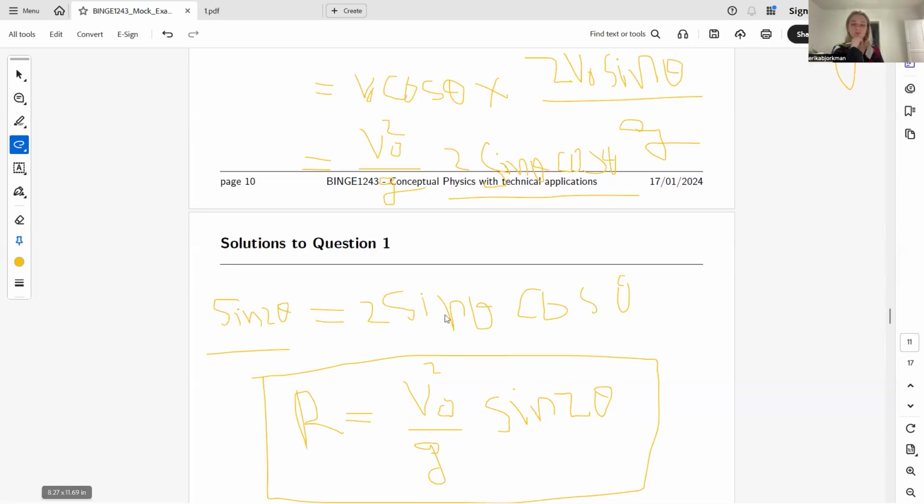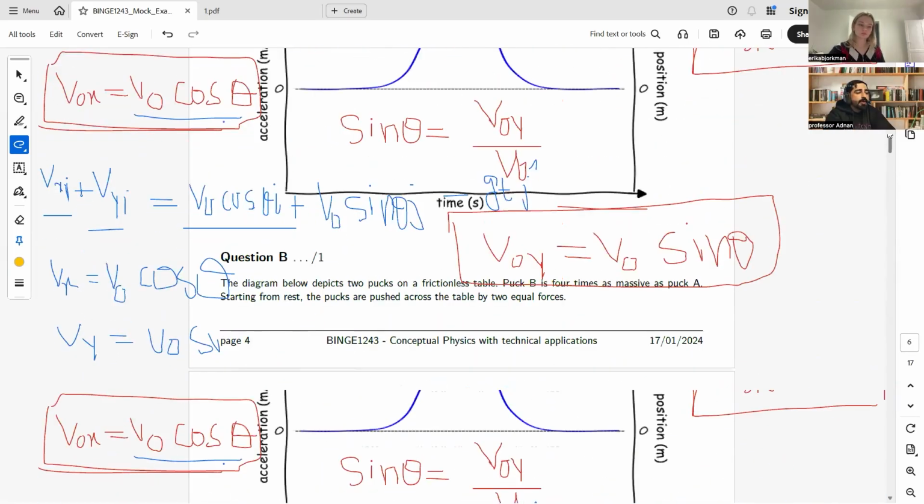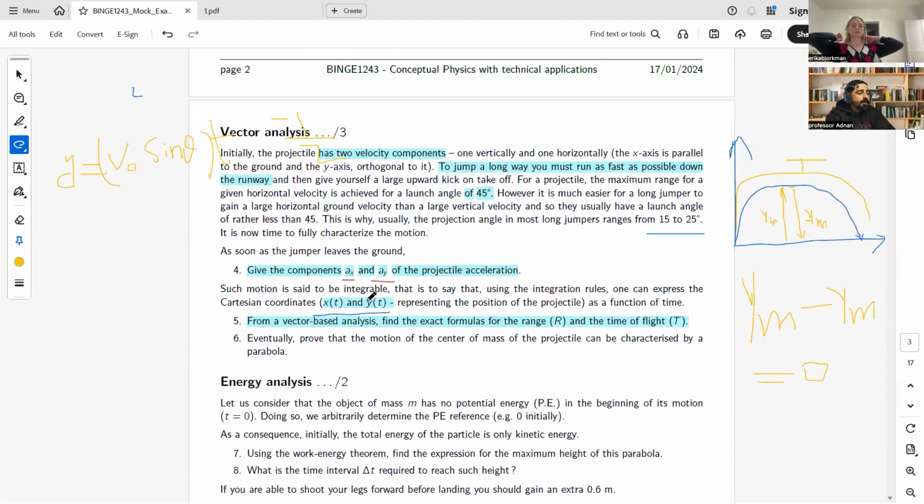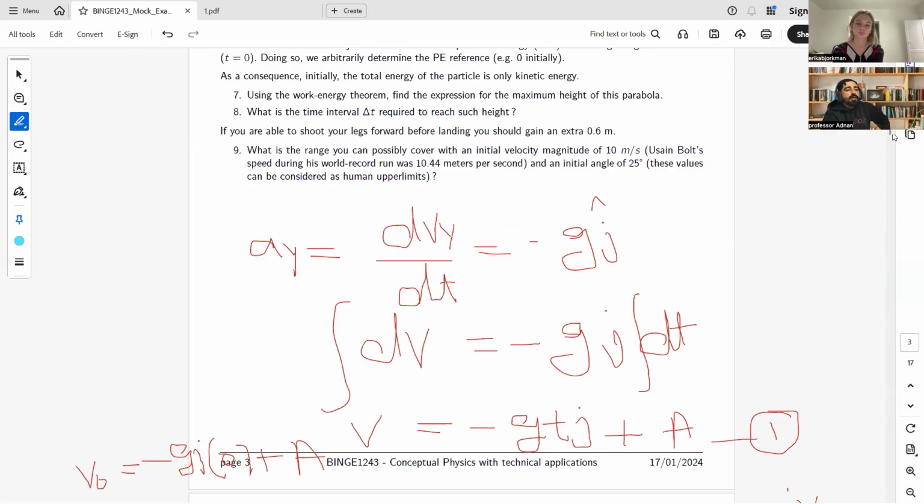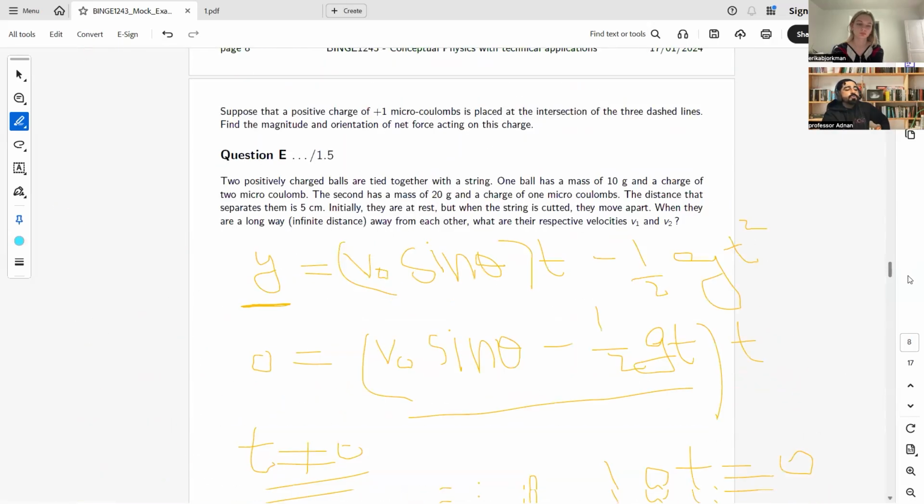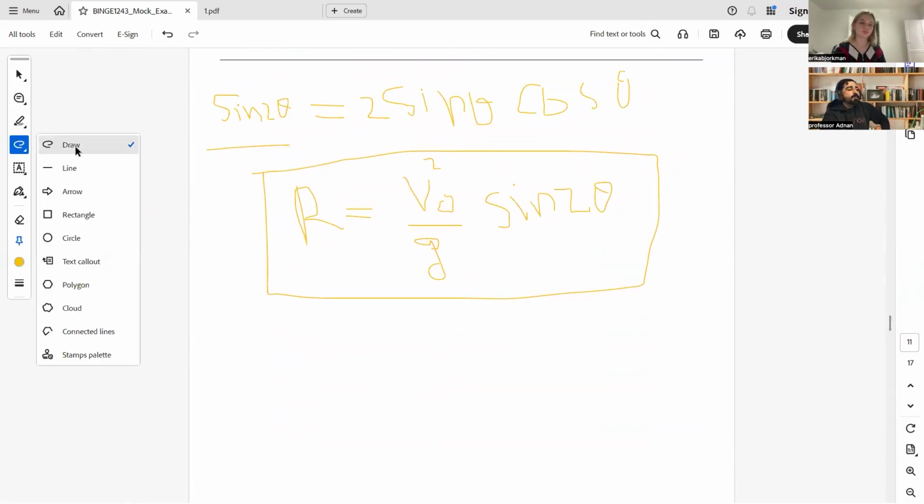So let us check the question now, whether there is any other demand of that question. Okay, we have here part 6, and the sixth part asks us to prove that the motion of the center of mass of the projectile is characterized by a parabola. So here we need to prove that this motion is actually parabolic motion. For that purpose, again we need to use the last two equations for the position.